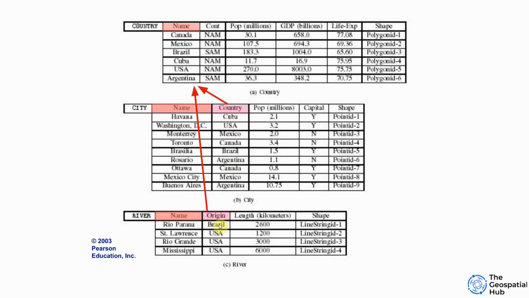The same thing goes for the river. The river.origin would be like, where is the river originating from? So let's say the river named St. Lawrence, the origin is the US. So this is a way to join the attributes of this particular table to this particular table. That is what the primary and the foreign key do. I hope we understand this. I tried to stress it, but with diagrams next week we'll probably have a deeper understanding.